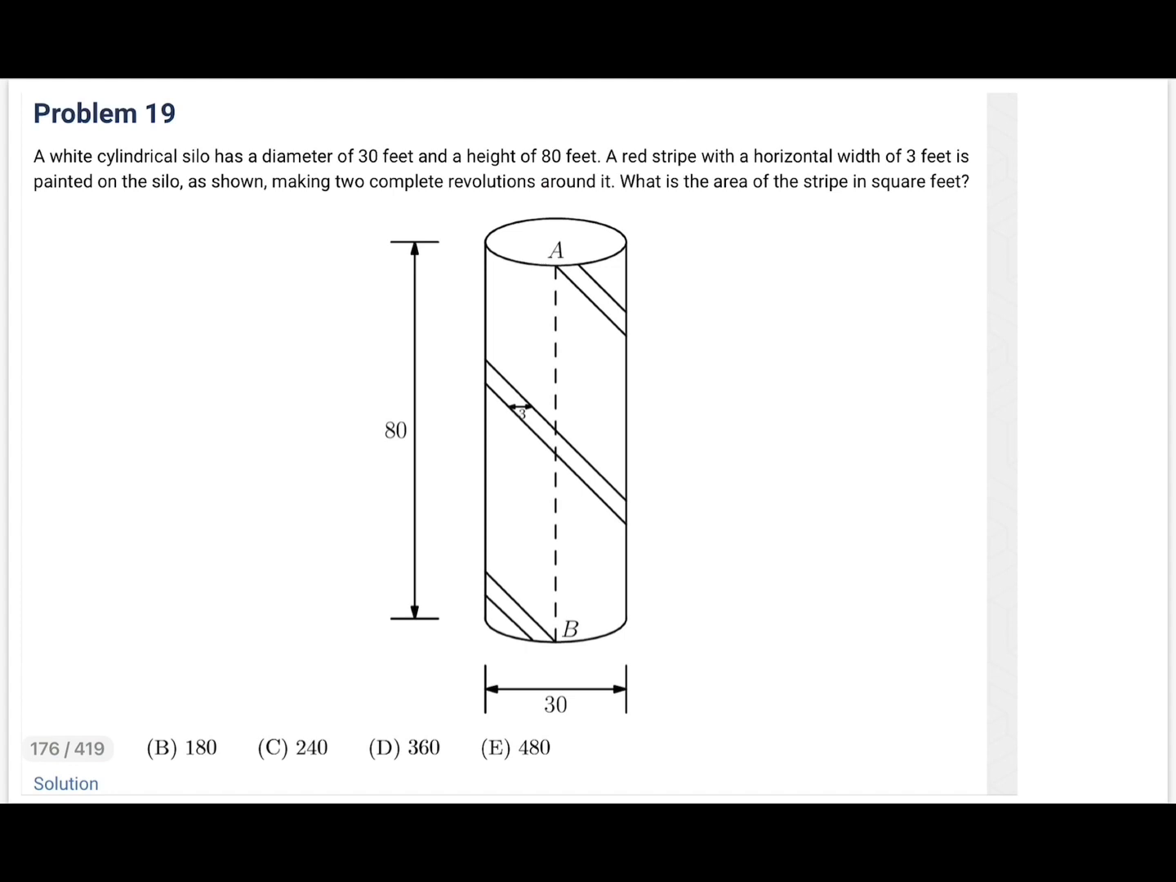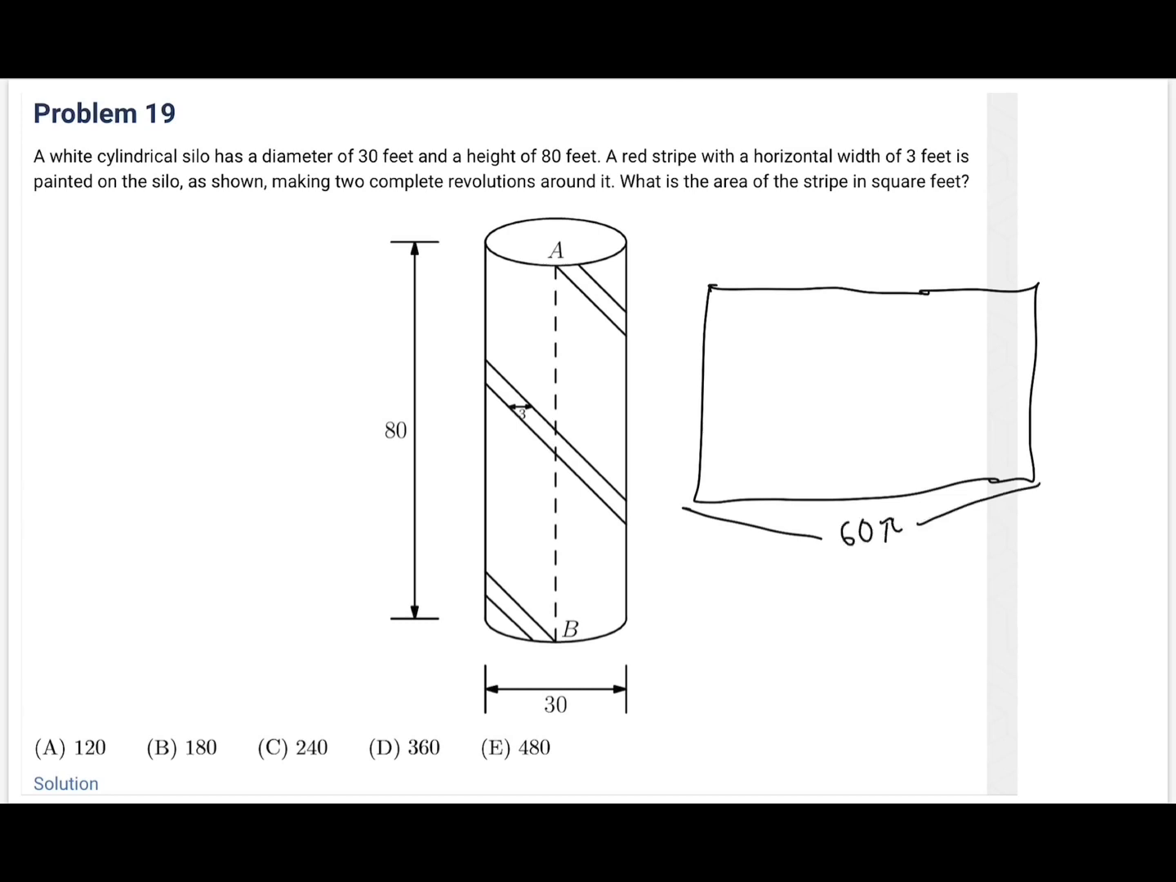Number 19, a white cylindrical silo has a diameter of 30 feet and a height of 80 feet. A red stripe with a horizontal width of 3 feet is painted on the silo as shown, making 2 complete revolutions around it. What is the area of the stripe in square feet? Okay, so if we stretch this out, then this will be like this, and since it's wrapped 2 complete times, this would be twice the circumference. So this is 60 pi, and this will be 80, and horizontal width of 3 feet, right?